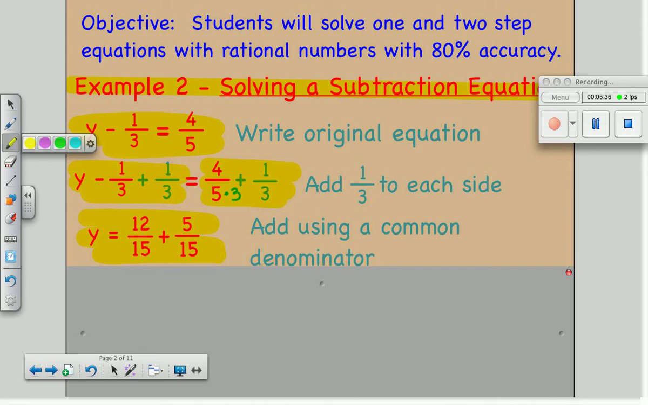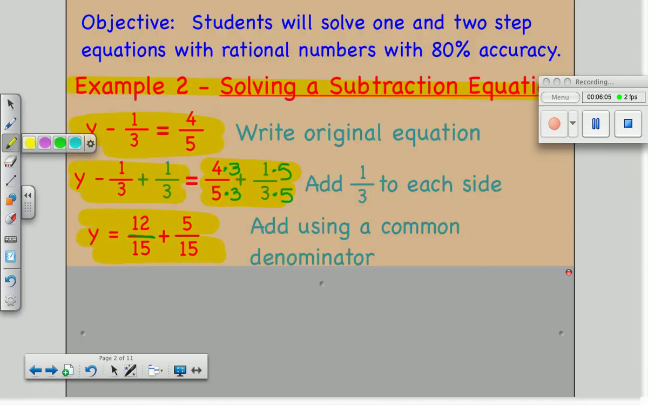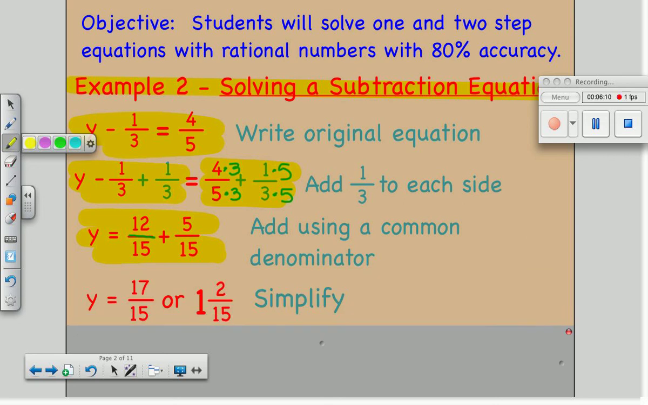What did I do here to get 15? I multiplied by 3, so what do I have to do here? Multiply by 3, same number. What's 4 times 3? 12. That's where this 12 came from. And 5 times 3 is 15. There's our denominator. Now, what do I multiply by 3 to get 15? 5. 3 times 5 is 15, and 1 times 5 is 5. So this is how I got the new fractions, 12 fifteenths and 5 fifteenths. Now I can add them. 12 plus 5 is 17. So I get 17 fifteenths, or if you want to change it to a mixed number, 1 and 2 fifteenths.